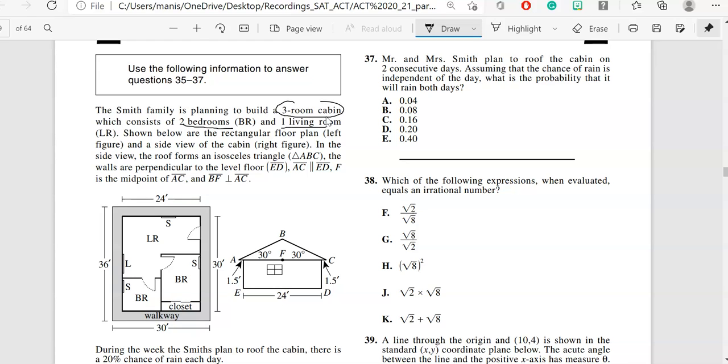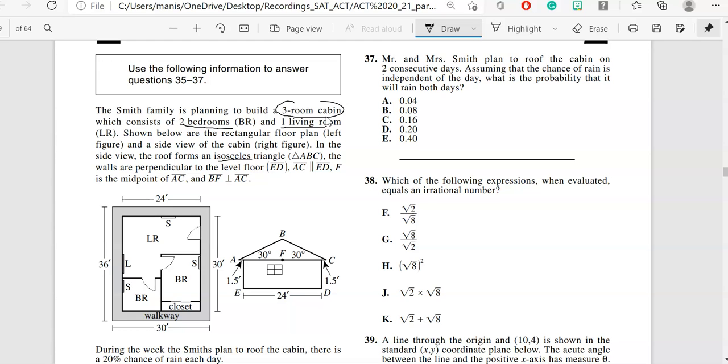Two bedrooms and one living room. Shown below are the rectangular floor plan (left figure) and a side view of the cabin (right figure). This is the side view, and in the side view, the roof forms an isosceles triangle. Isosceles triangle means two opposite sides are equal. Okay, the walls are perpendicular to the level floor.